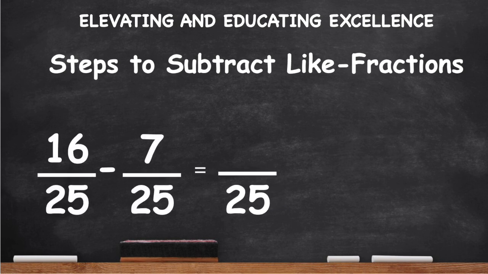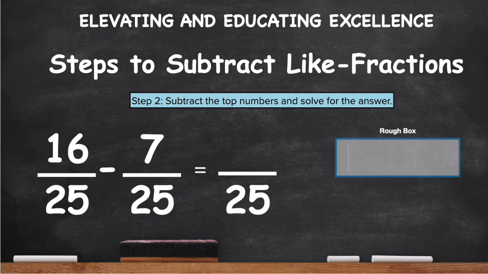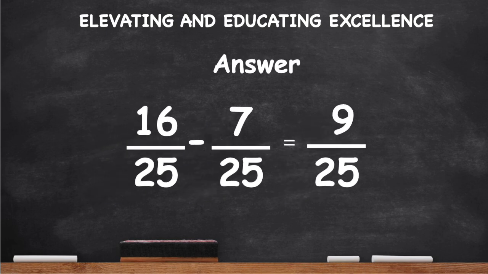Now let's do step number 2, which is subtract the top number and solve for the answer. Let's draw a rough box, and in that rough box, we're going to write 16 minus 7. 16 minus 7 equals 9. So now let's move that 9 on the top of the fraction in the answer section. So the answer is 9/25.